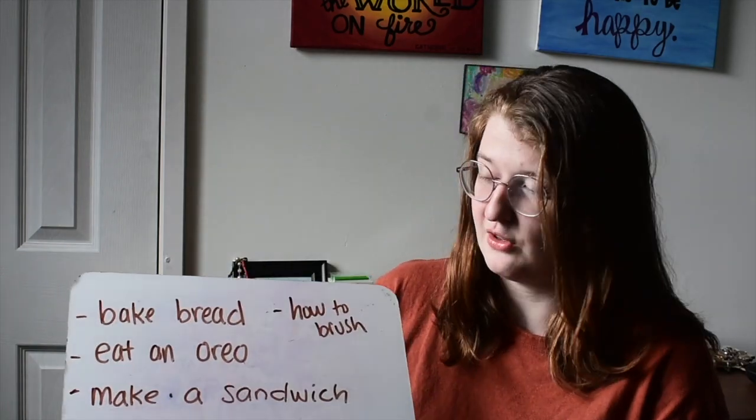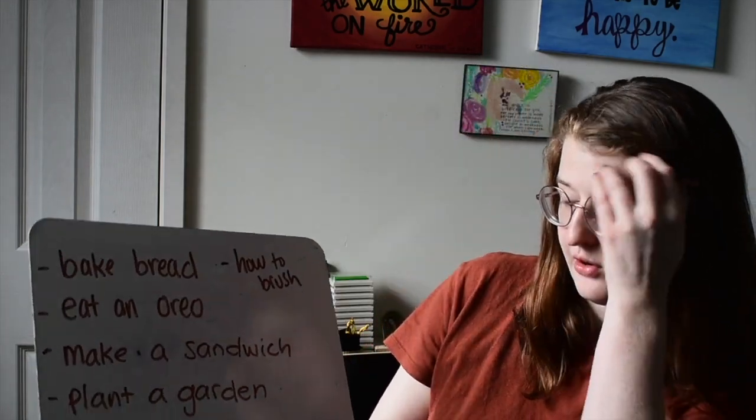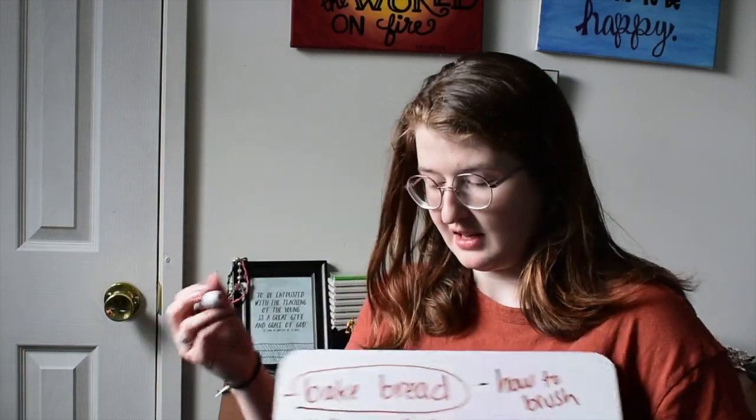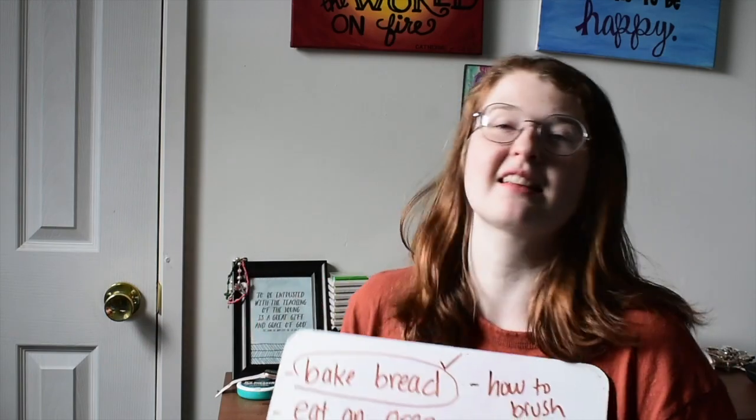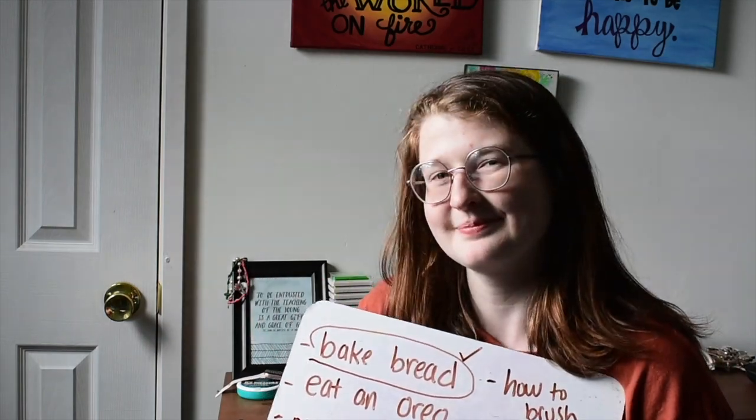So when you have that, you will go through and go, which one am I going to write? For me, I'm going to pick bake bread. I'm going to circle it and then put a check next to it because that's the option I'm going for.